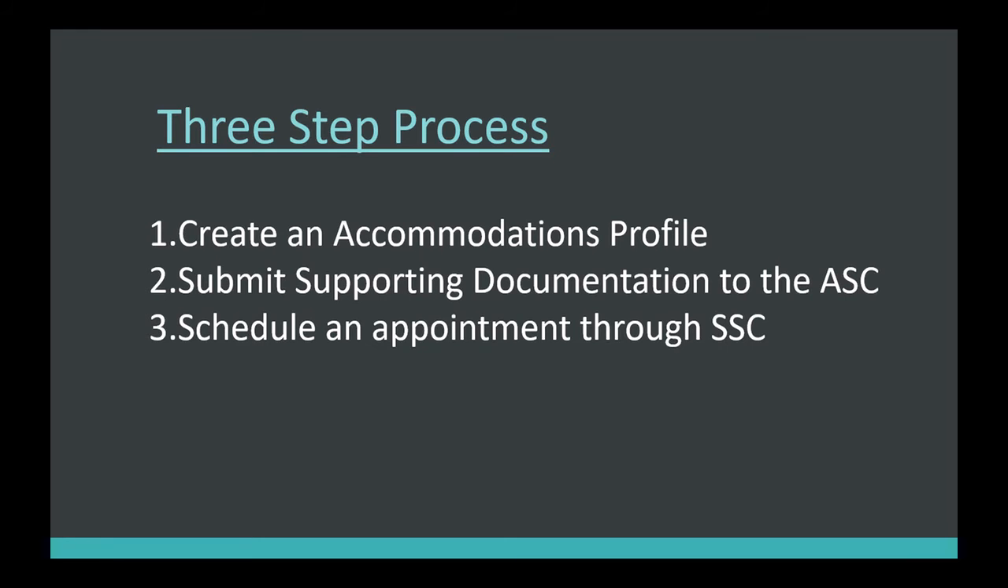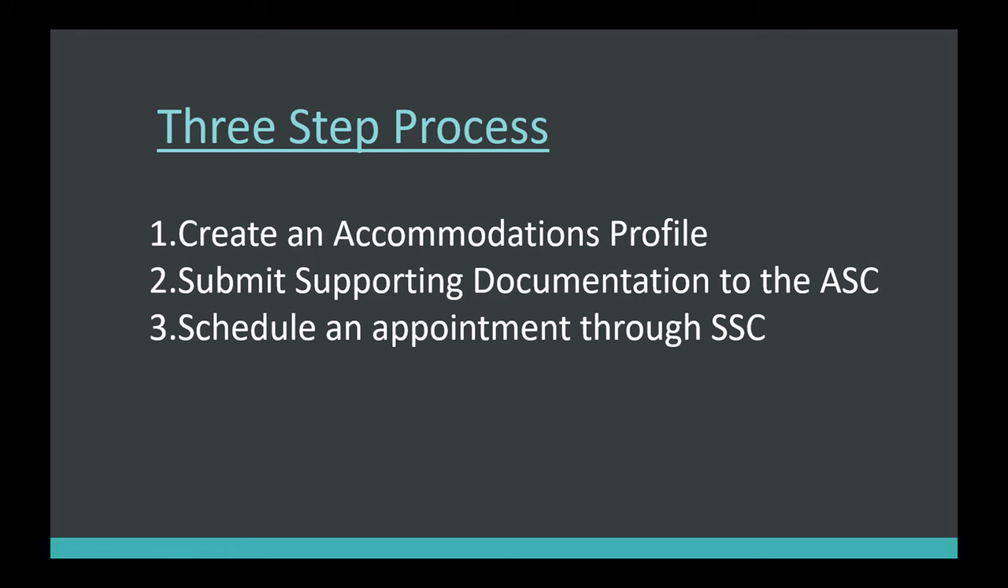The accommodations process through the Accessibility Services Center here at Stetson is a three-step process. The first of which is to create an accommodations profile. This is located on our accessibility website. The accommodations profile is going to ask you for your information, as well as some short responses on your experience with accommodations, your strengths, your weaknesses, and what it is you're seeking here at Stetson. This will be used later on during our meeting conversations.